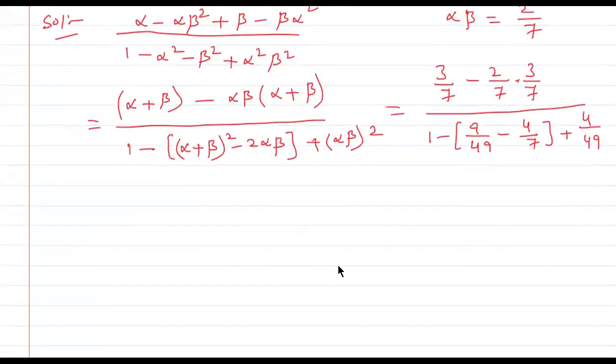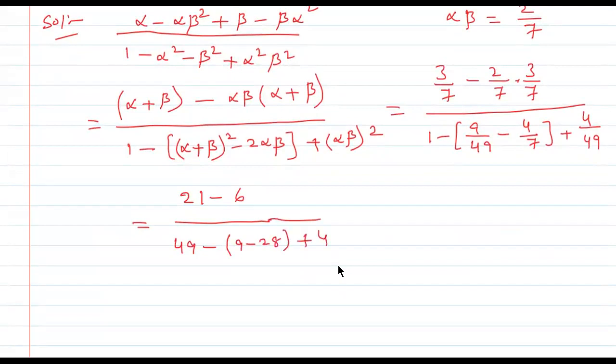Now take the LCM of the numerator and denominator. The LCM is going to cancel. Remaining here will come 21 minus 6 divided by 49 minus 9 minus 28 plus 4. Now in the numerator 15, divided by 9 minus 28, 19, 49 plus 4, 53.